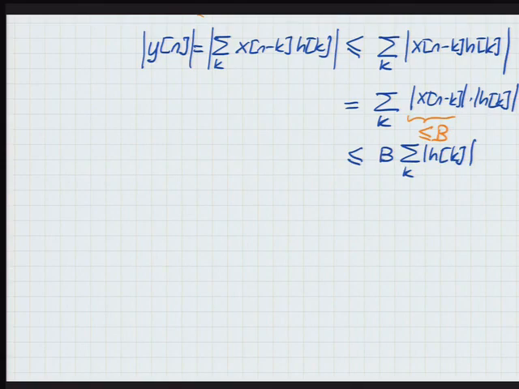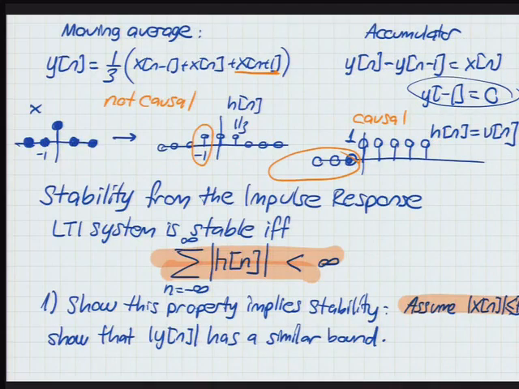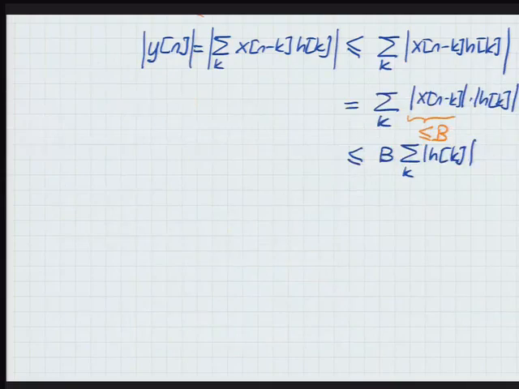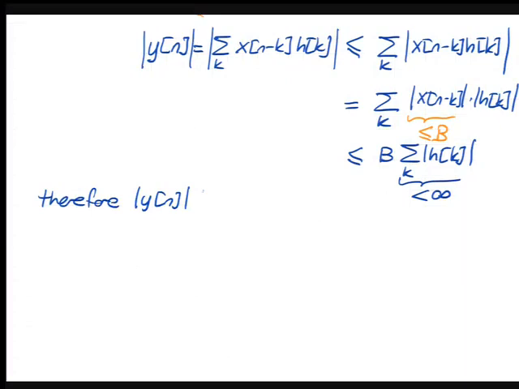But because of what we assumed, that this property is there, the sum over all the absolute values of h is bounded. There's a hard bound on this too. Therefore, y of n itself is bounded. So this whole thing has a bound, right? Agree? Therefore, y of n has a bound. We're done. Bounded inputs imply bounded outputs. Yes?